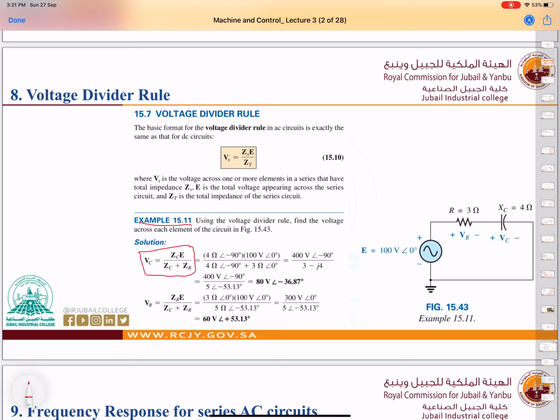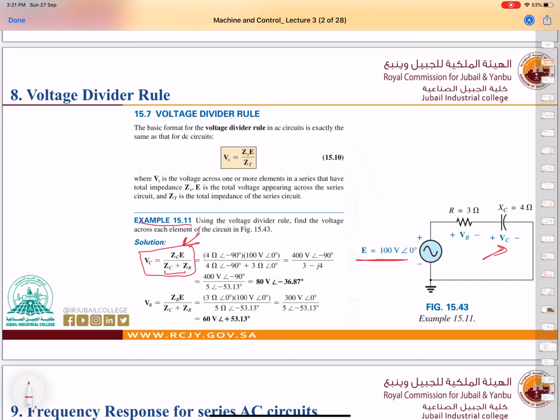Voltage divider rule means that if I have a series circuit here and I need to find VC, this is the formula: ZC divided by ZC plus ZR, multiplied by the E source. Okay, this is the E source. This is the formula.